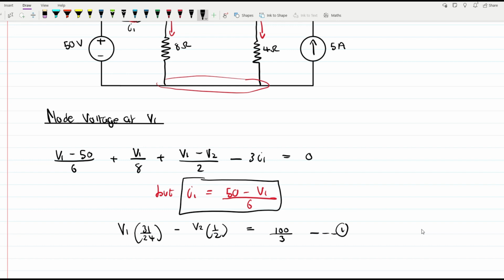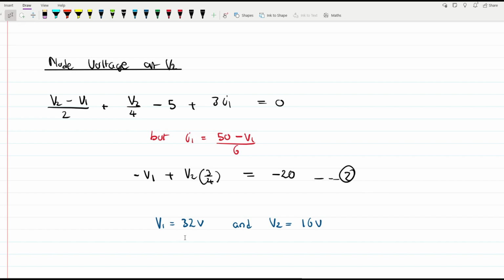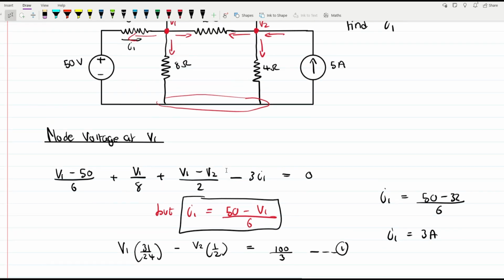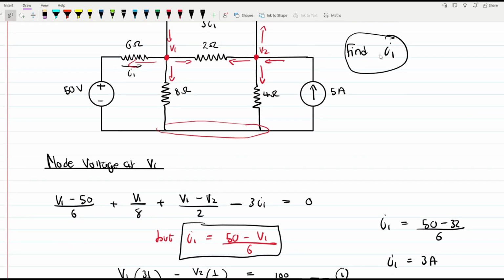So we're going to have I1 is equal to 50 minus V1. And what was our V1? 32 volts. So we're going to say 50 minus 32 divided by 6. And then you should get something like this, 3 amperes. And that would be your final answer. Sorry for not writing the instruction first.